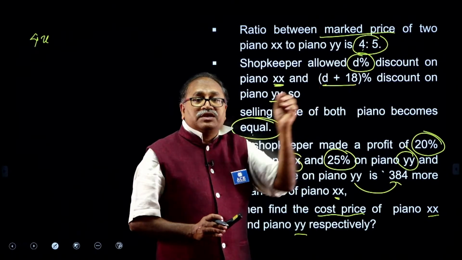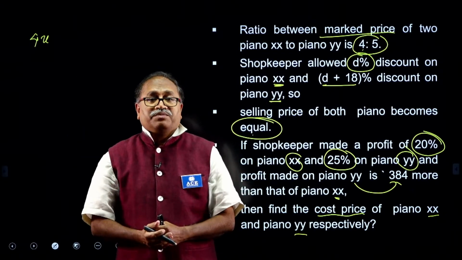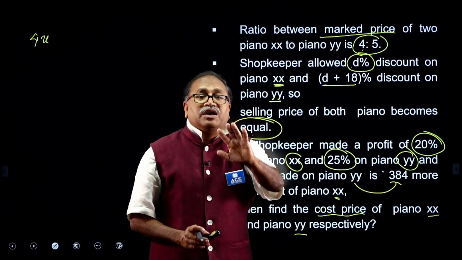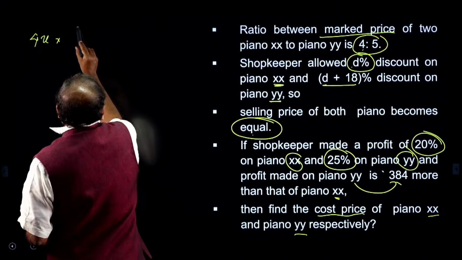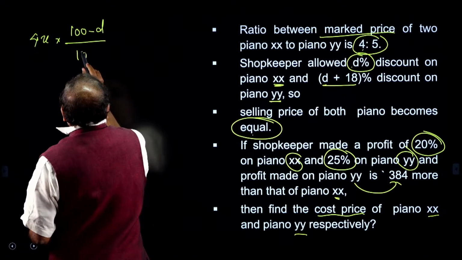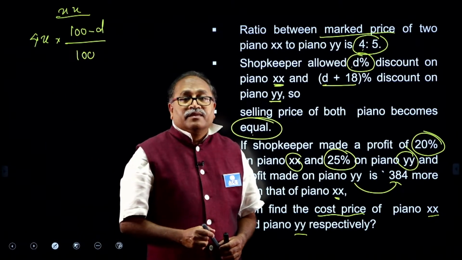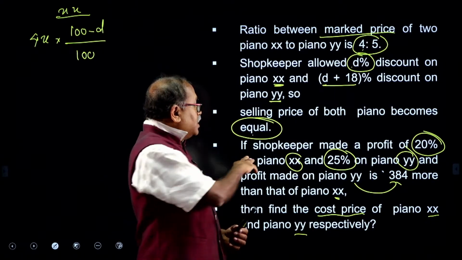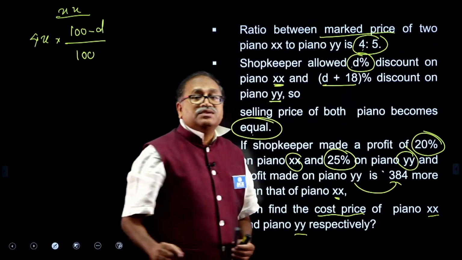So, discount 20%, that means 100 minus 20, you are taking 80% of the mark price, that will be your selling price. In this case the discount is D percent, so 100 minus D by 100. Take out what percentage you will take, 100 minus D by 100. This has become the selling price of X item. Similarly, I can find out the selling price of Y piano, and these two are equal, it is said. Selling price of both the pianos are equal.